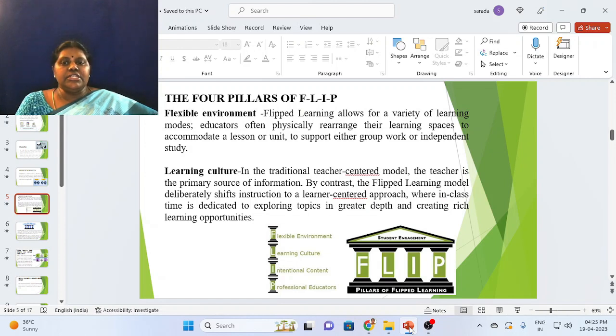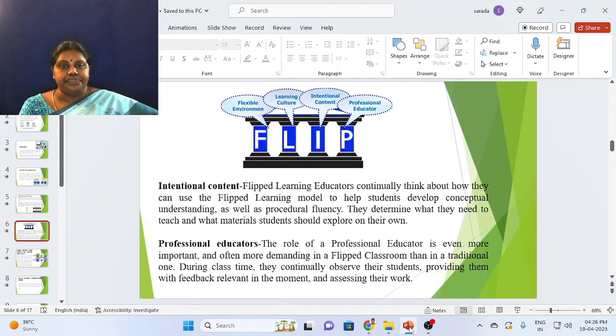The second pillar is learning culture. In the traditional teacher centered model, the teacher is the primary source of information. By contrast, the flipped learning model deliberately shifts instruction to a learner centered approach wherein class time is dedicated to exploring topics in great depth and creating rich learning opportunities.